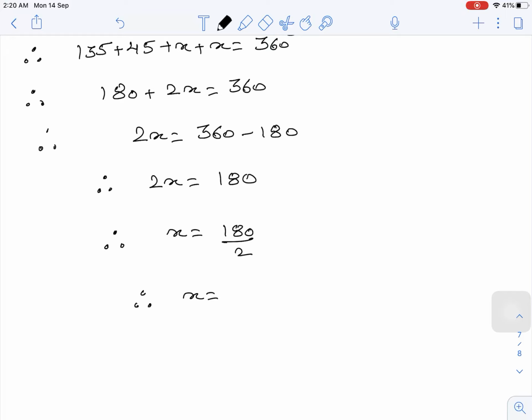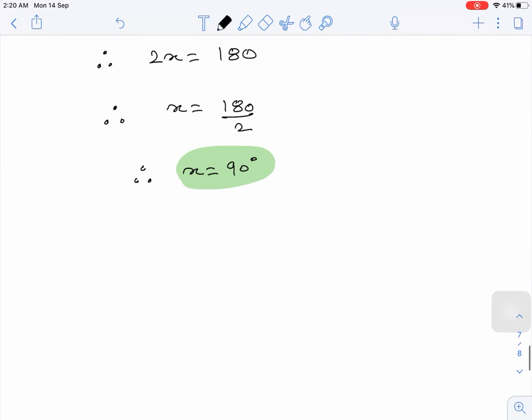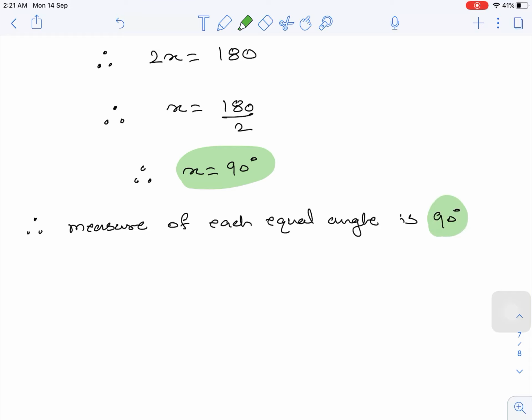Now we have the value of x. What is x? x is nothing but each equal angle. So we can write the final answer: therefore the measure of each equal angle is 90 degrees. In this way you can solve examples based on the angle sum property of a quadrilateral.